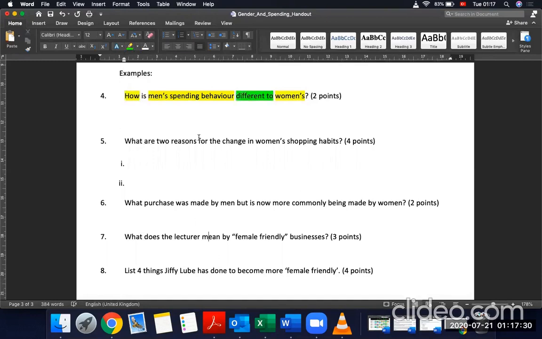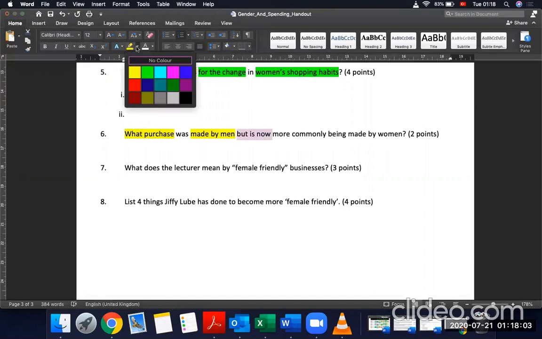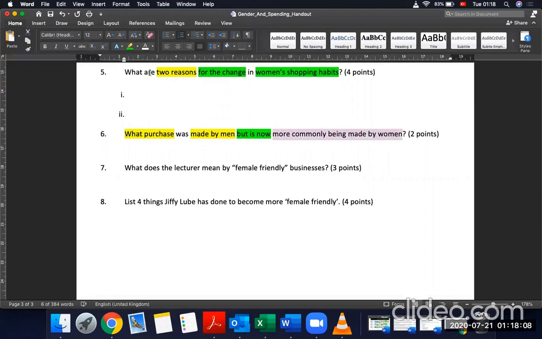What are two reasons for the change in women's shopping habits? So we understand that there has been a change in women's shopping habits, and what are the two reasons for this? What purchase was made by men but is now more commonly being made by women? So in the past, what purchase was made by men but is now more commonly being made by women?